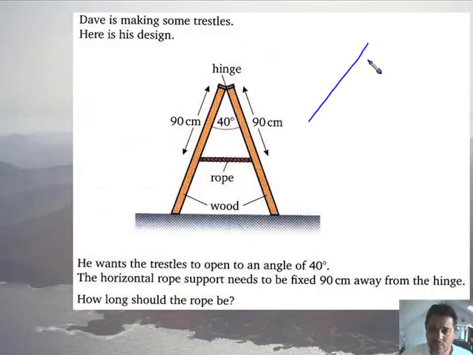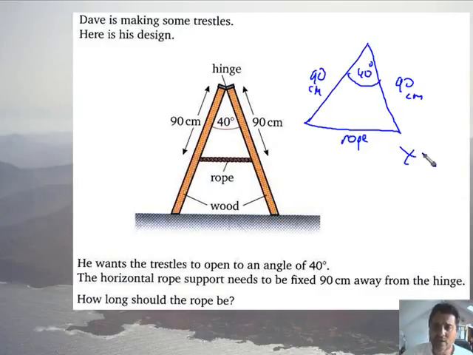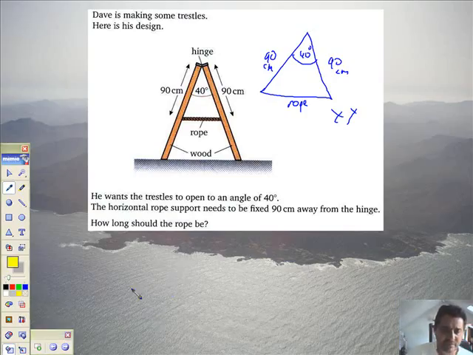Essentially, I've got a triangle like that. Alright, I've got a 90 there, I've got a 90 there, this is in centimeters, as is that in centimeters, and I've got 40 degrees there, and I've got the rope across there, and I do not have a right angle. Oh dear, what am I going to do? Very simple. I play with half the triangle. I drop a perpendicular line straight down the middle, and there's my 90.